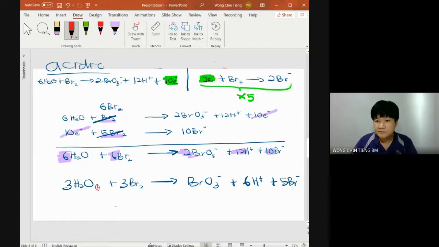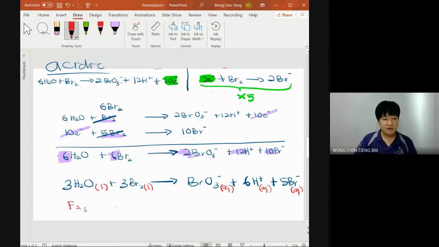Water. Siapa? Katijah? Water, physical state. Liquid. Br2, liquid. BrO3 minus, aqueous. H plus, aqueous. Br minus, aqueous. Semua yang bercharge adalah aqueous, betul? Okay. Br2 jangan risau, soalan akan bagi just a bit of tips over here.